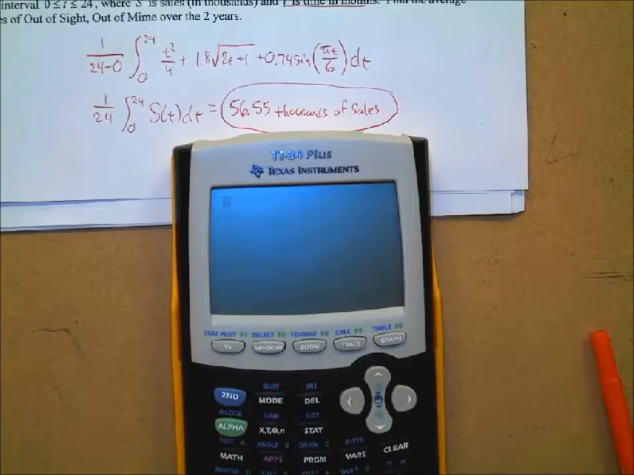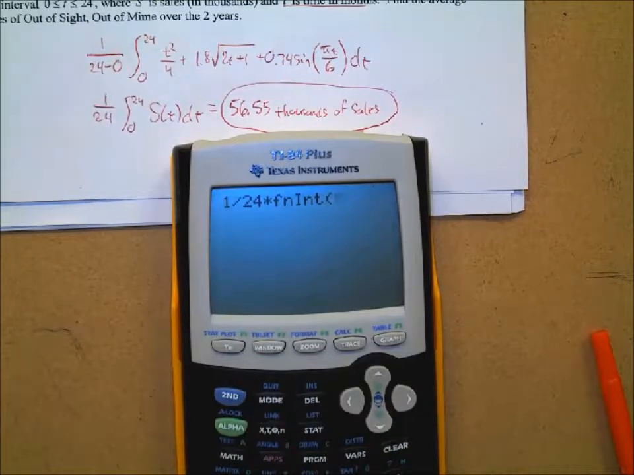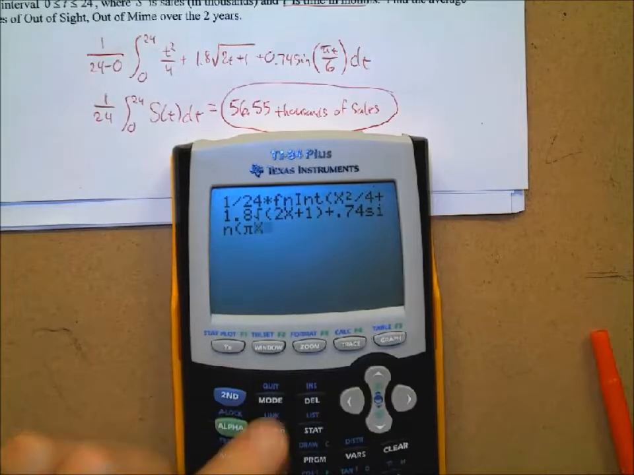You can still type the 1/24th times. You'll do math, again, fnInt. Okay. The first thing you're going to type in here is the function. So it's going to be x squared over 4 plus 1.8 square root of 2x plus 1 plus 0.74 sine of pi x over 6.